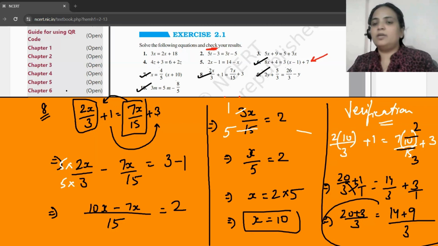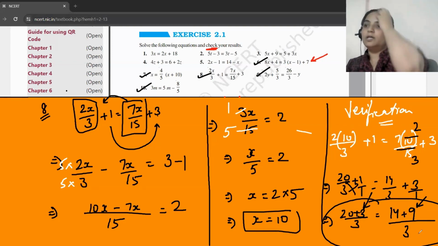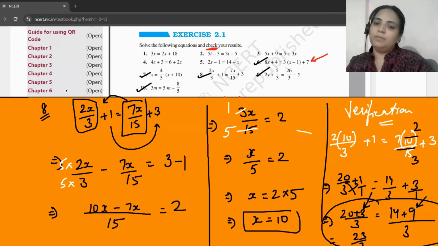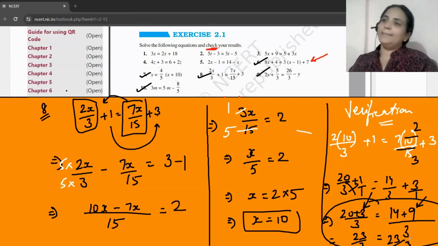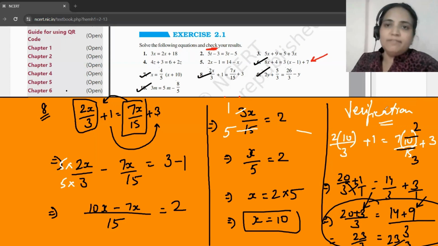Is this step clear to everyone? Why have I changed this into 3 and 9? Clear or not? Riya, Ananya, is this clear? So what's the answer? 20 plus 3 is 23 by 3 and 14 plus 9 is also 23 by 3. Understood or not? Yes, ma'am. Quickly do this and we are moving ahead.